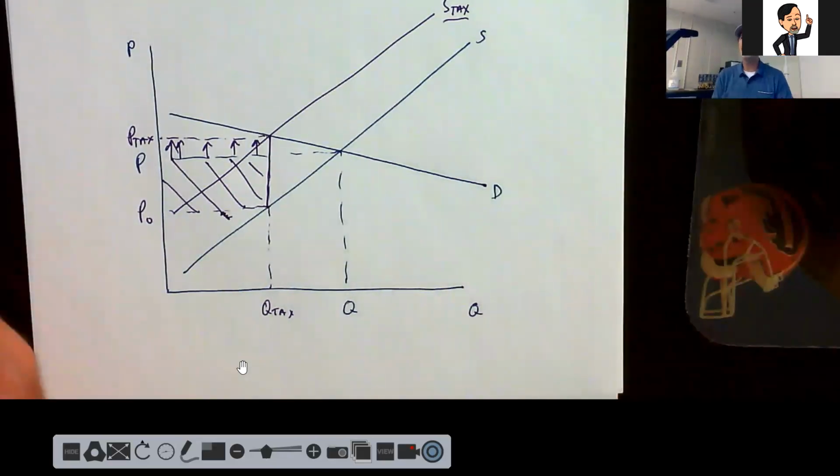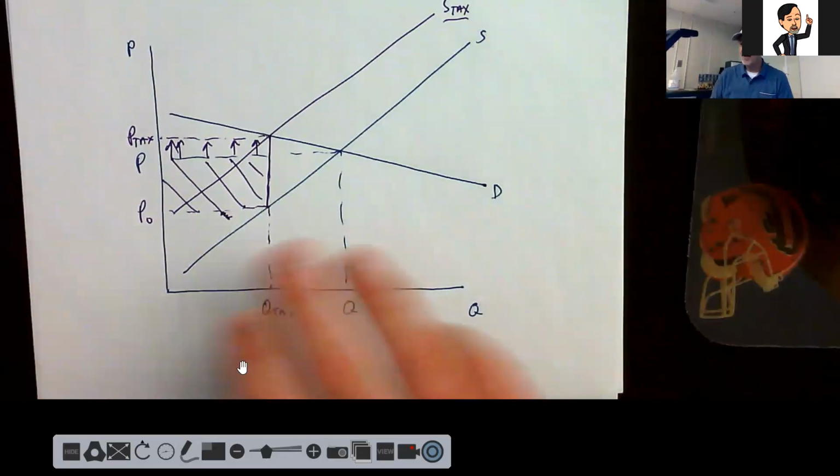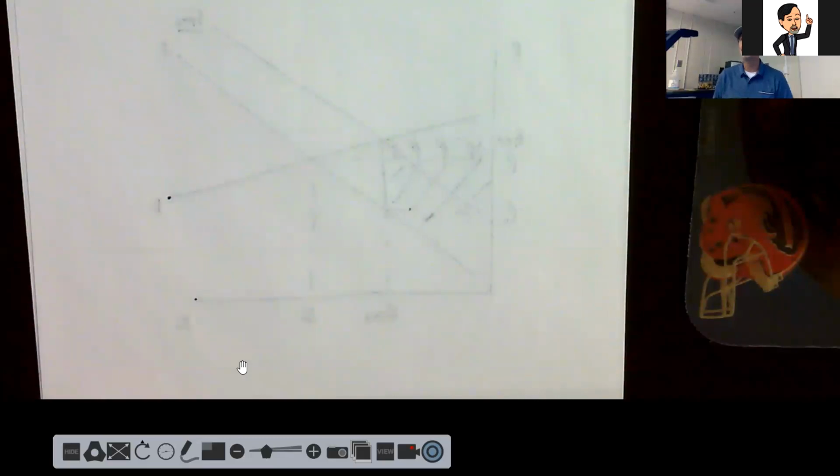You know what I'd love to see you do? I want to see you draw a graph where the tax burden is split evenly. Go. Draw a graph where the tax burden is split evenly.